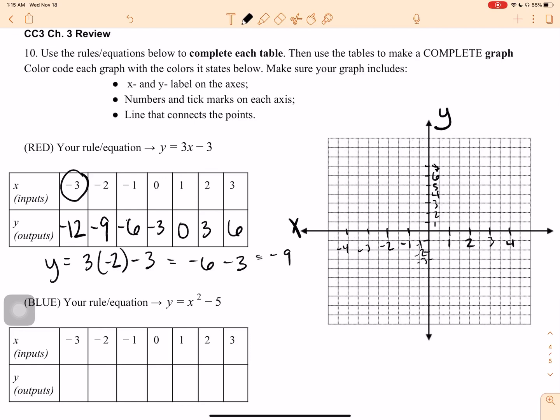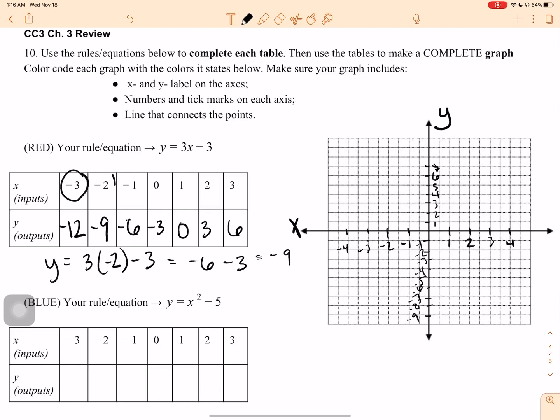So my first point is negative 3, negative 12. But I don't know if there's going to be 12, so let's see here. 1, 2, 3, 4, 5, 6, 7, 8, 9, 10. So you're almost there, okay? So I cannot plot that point, and that's totally fine, right? You only need 2 points to plot a line. So then I have negative 2 and then negative 9. So negative 4, negative 5, negative 6, negative 7, negative 8, negative 9.